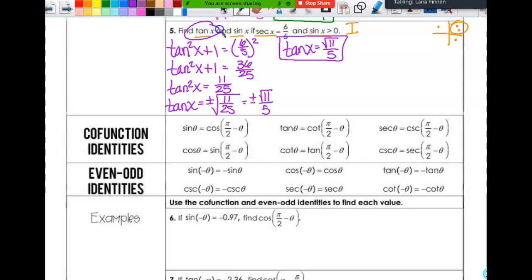Okay, so I found tangent. I now need to find sine. Well, secant's all they gave me. I already used the Pythagorean identity that had secant in it. Sine is only in one of those, and that's with cosine. So the good thing is that secant's the reciprocal of cosine. So if the secant of x is 6/5, then the cosine of x is 5/6. And I can use that. So then I use that first Pythagorean identity that says cosine squared, so 5/6 squared, plus sine squared equals 1.